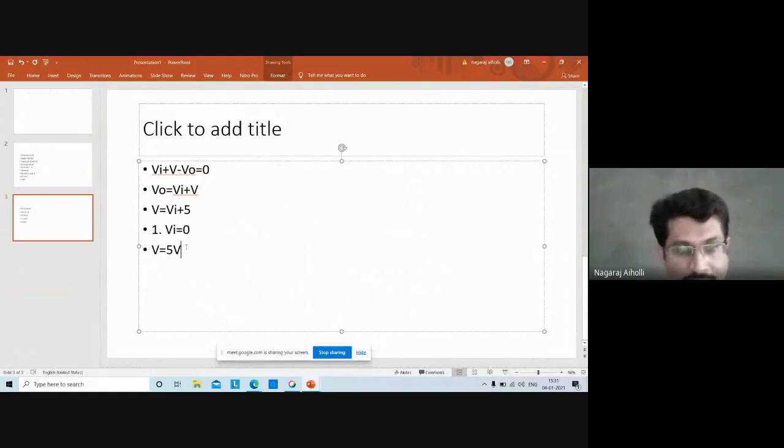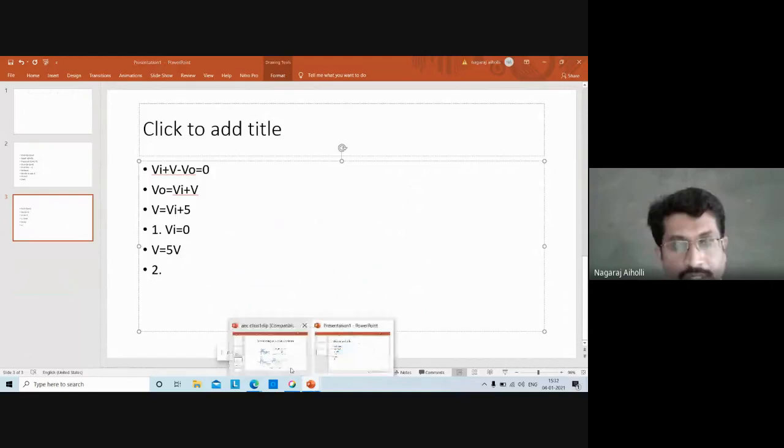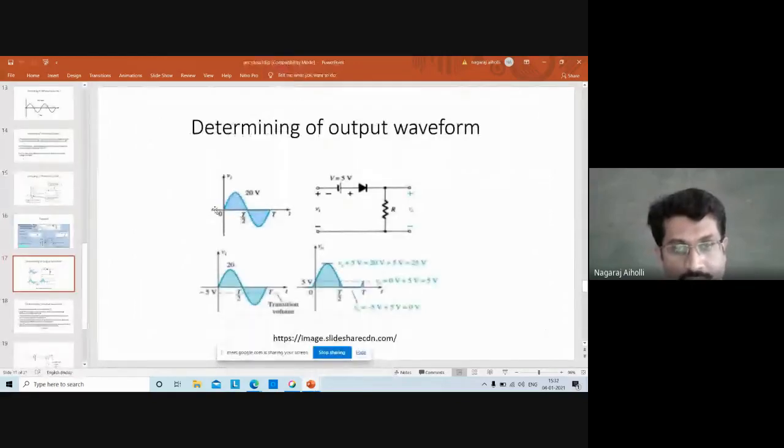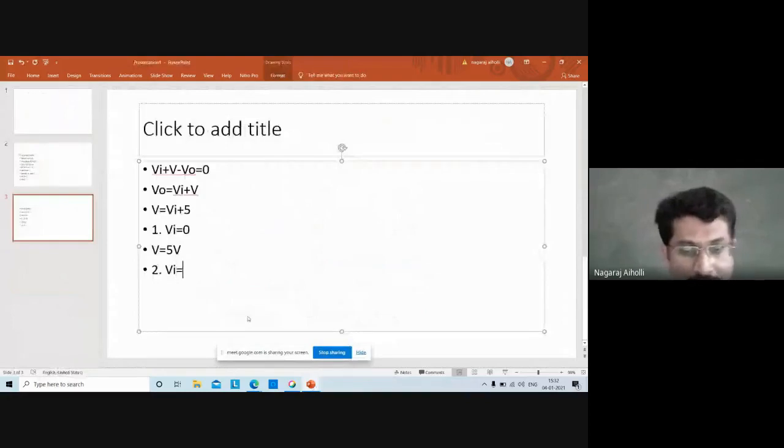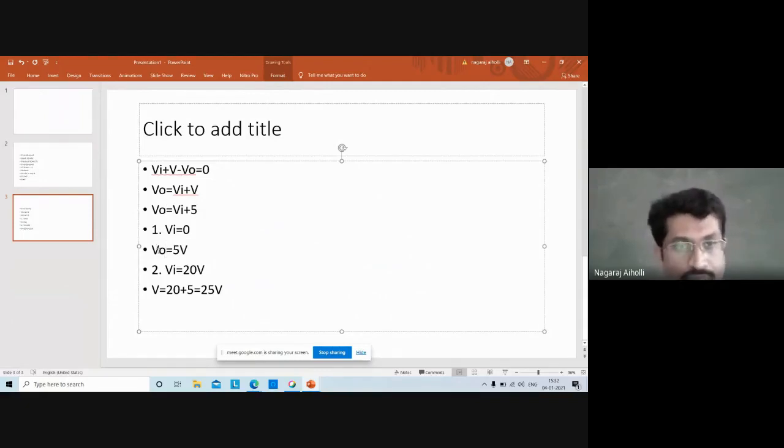Now for the second condition, when VI is equal to 20, the maximum peak voltage given is 20 volts, positive peak, plus 20 volts. So what will be the output voltage? When VI is equal to positive 20 volts, V naught will be equal to 20 plus 5, which is 25 volts. So first we found that for VI equal to 0, V naught is equal to VI plus 5, so V naught is 5 volts. Then when the input voltage is 20 volts, V naught will be equal to 25 volts. Correct?